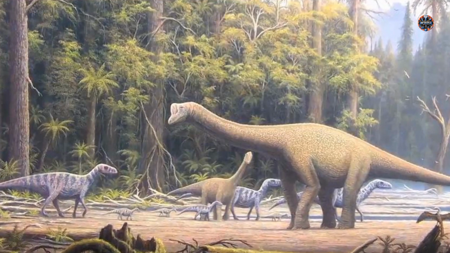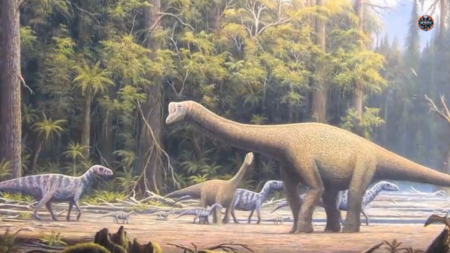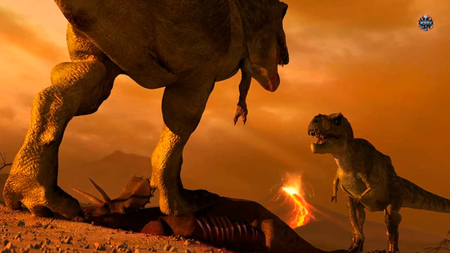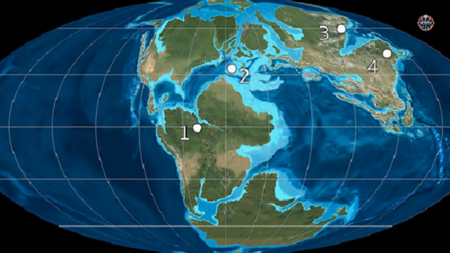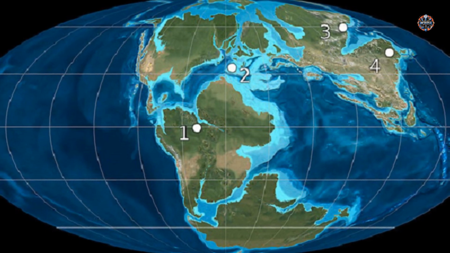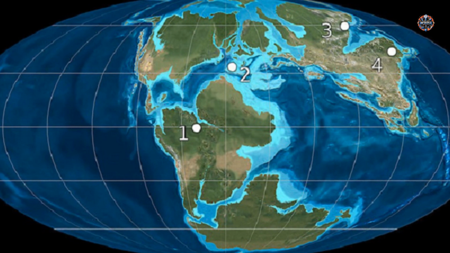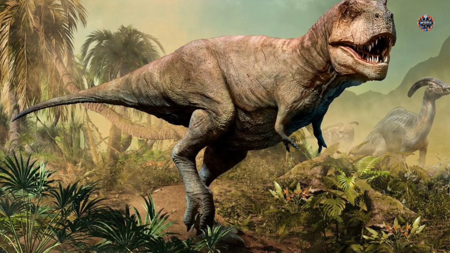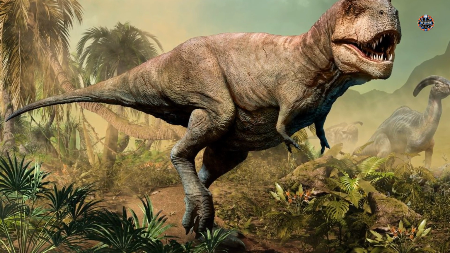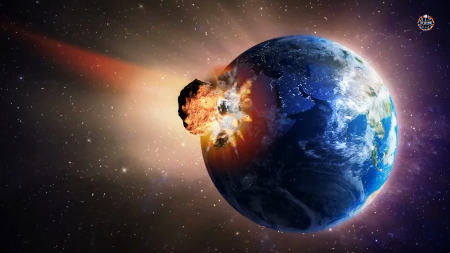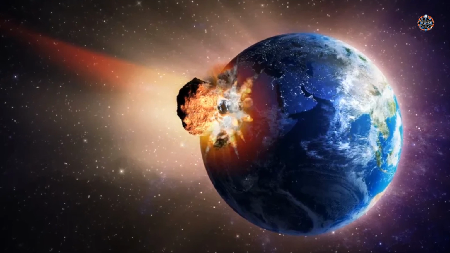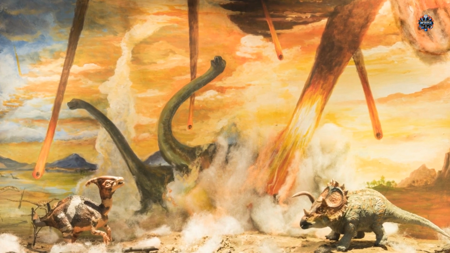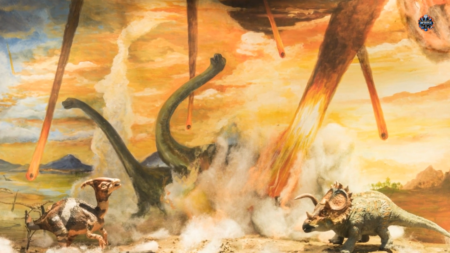The Mesozoic Era, from 252 to 66 million years ago, is known as the Age of Reptiles, dominated by dinosaurs. This era witnessed the breakup of the supercontinent Pangaea, which had formed during the late Paleozoic, into the continents we recognize today. The Mesozoic also saw the rise of flowering plants and the first birds and mammals. The era ended with the Cretaceous-Paleogene extinction event, likely caused by an asteroid impact, which led to the extinction of the dinosaurs and paved the way for the rise of mammals.